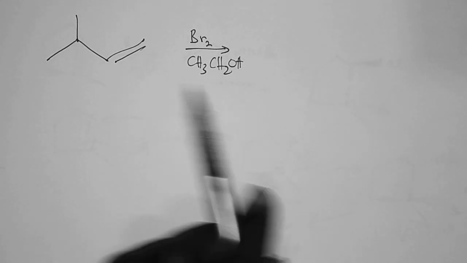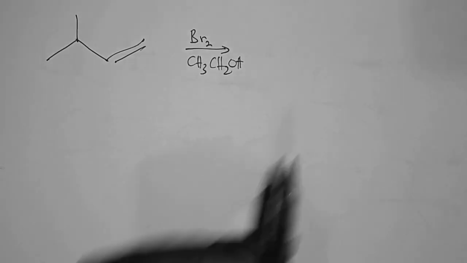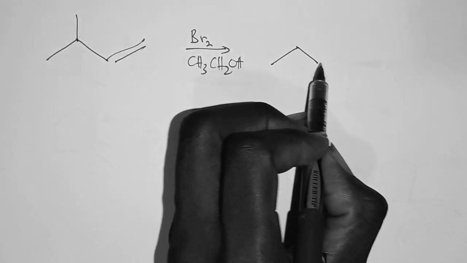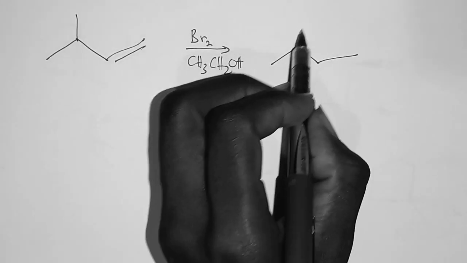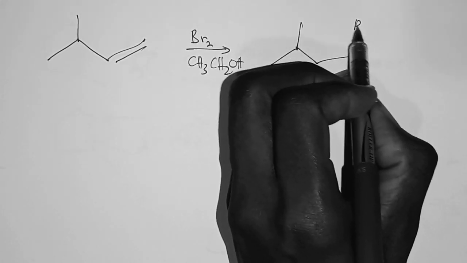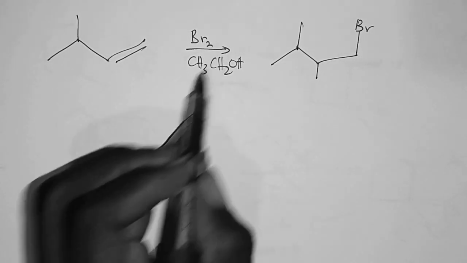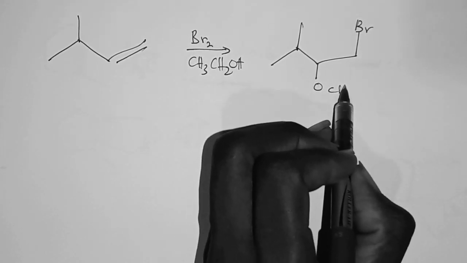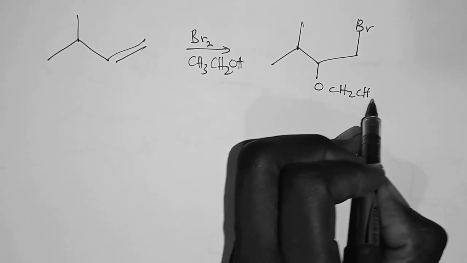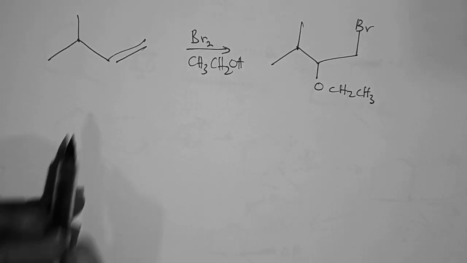So let's consider this reaction. What will be the product from this reaction? So you see that the bromine will add on to this side of the molecule, whilst the alcohol will add on to the other side of the molecule. Now let's show the reaction mechanism.